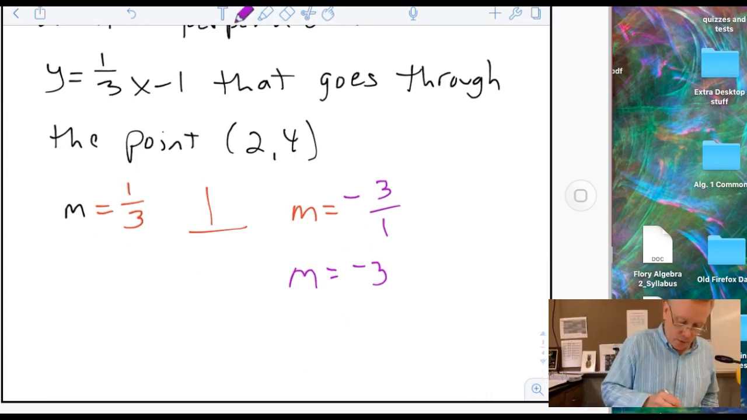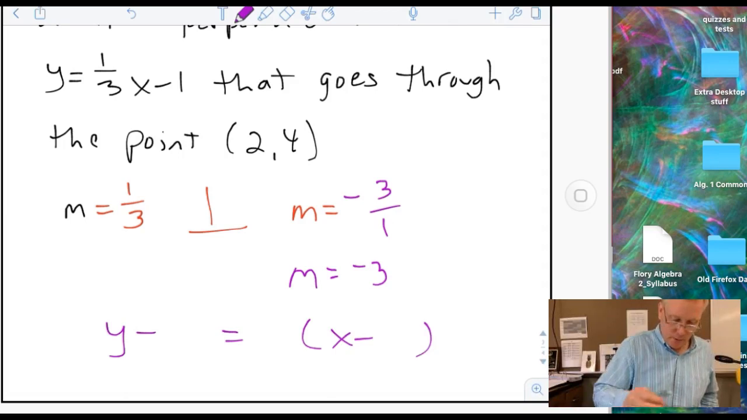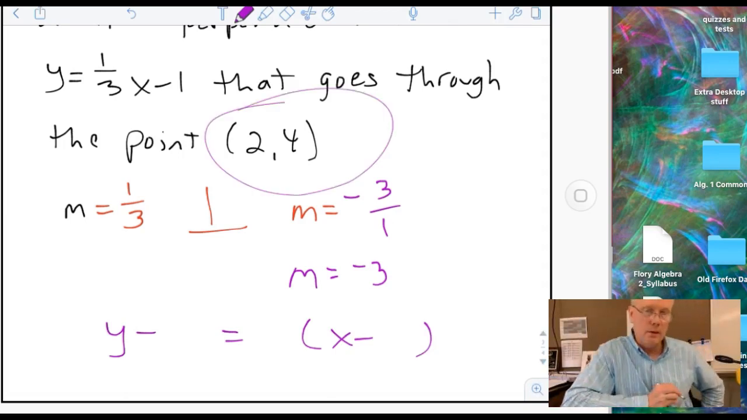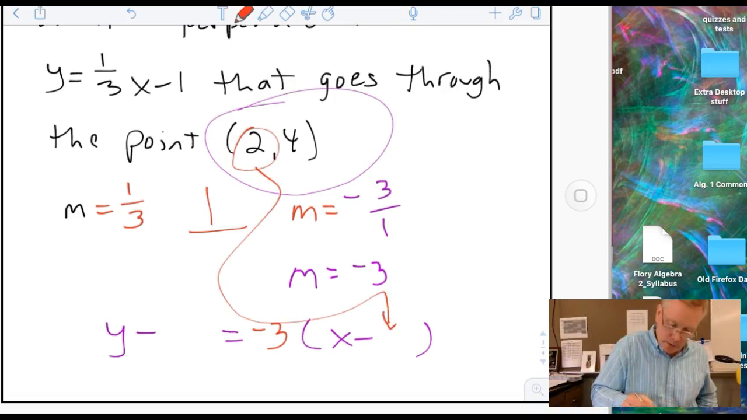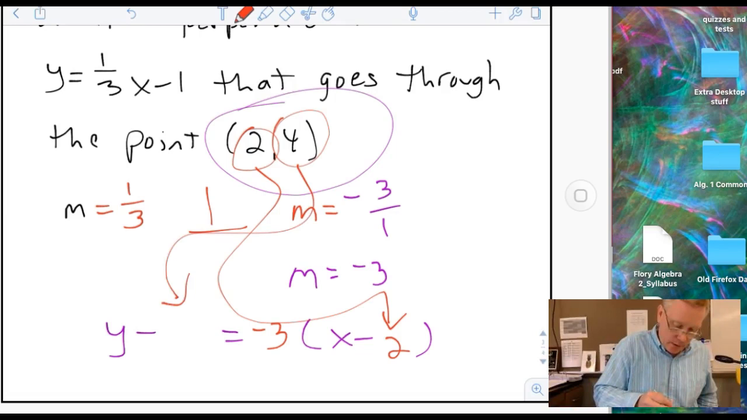All right, and they just want the equation. I'm going to take the easy way out because this form is beautiful for when they give you the point. I can take that negative 3 and plug it right in the front here. I know the slope goes here. And then I can take the x-coordinate and plug it in right there. Take that y-coordinate and plug it in next to the y. And I'm done. That's it.